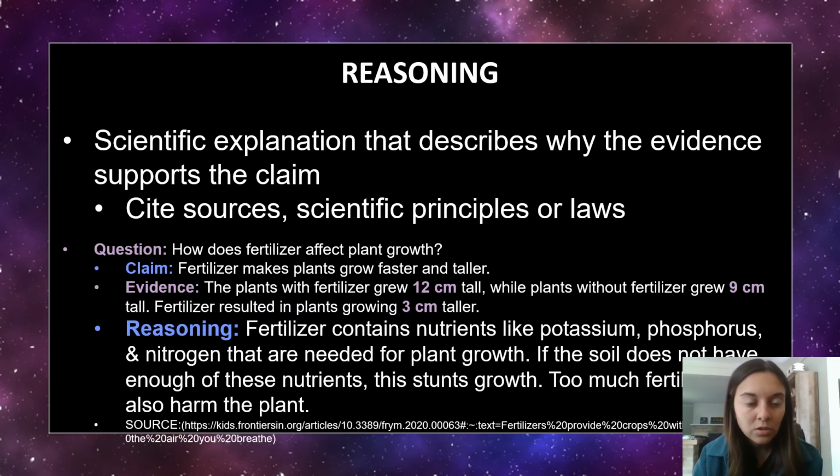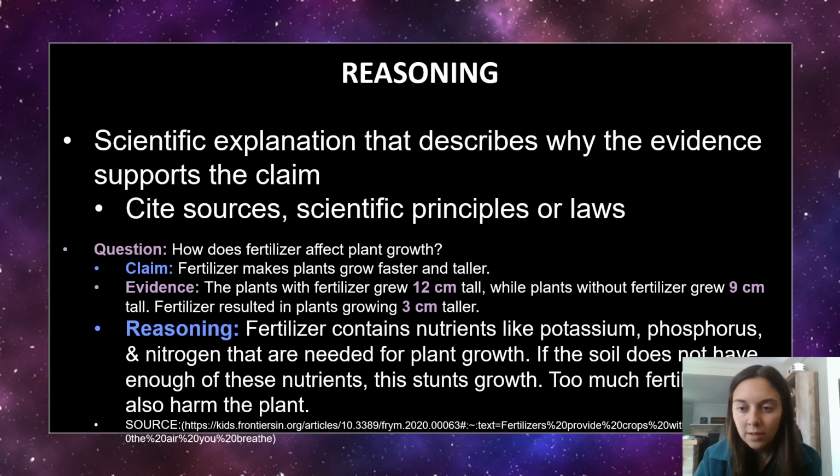Okay, so let's look at an example talking about fertilizer. Here's my reasoning. It's a real short one. You will be writing probably longer ones than this. Fertilizer contains nutrients like potassium, phosphorus, and nitrogen that are needed for plant growth. If the soil does not have enough of these nutrients, this stunts growth. And then I add that too much fertilizer can also harm the plant. And I'd probably go on and discuss a bit more. You can see I have a source below. I found this information at frontiersin.org.